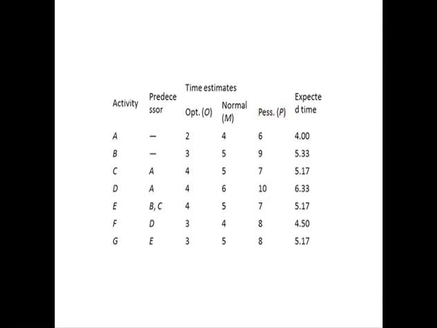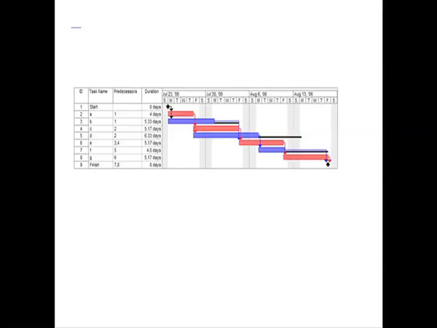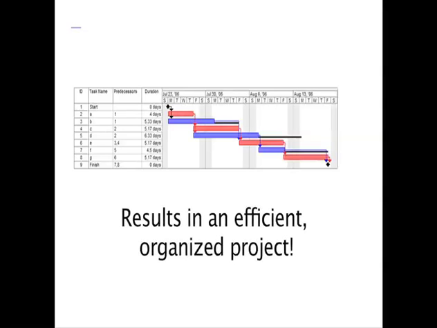The expected time, T sub E, is computed using the formula O plus 4M plus P, divided by 6, which gives you the expected time. These 7 tasks are charted. The end result is a demonstration that this project is well managed. The tool that helped you organize your project now becomes a proof that you are capable of carrying out the project in an efficient and organized way.